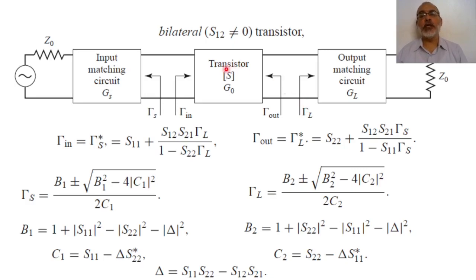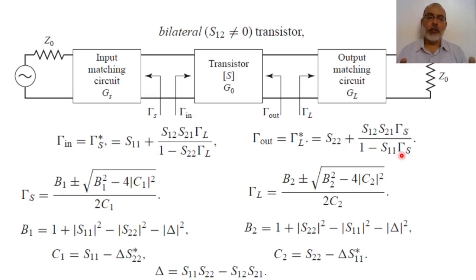What will be the situation if the transistor is bilateral? If the transistor is bilateral, it means that the value of S12 is not 0. In this case, we are going to use the original equations of gamma input and gamma output. So the original equation for gamma input is S11 plus S12 S21 gamma L over 1 minus S22 gamma L. And gamma output, the original equation, is S22 plus S12 multiplied by S21 multiplied by gamma source over 1 minus S11 gamma source.